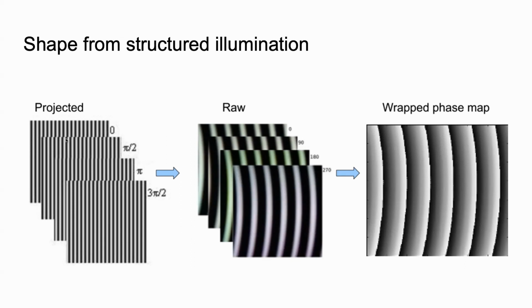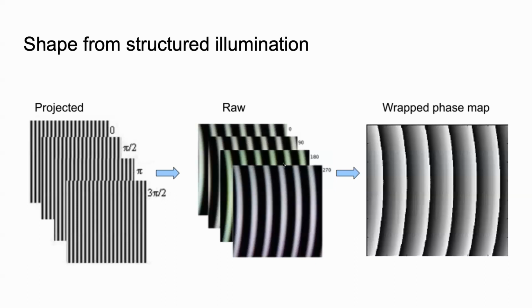Now, if you have these lines shifted, by phase shift, or rather moved by a certain shift, what will happen is you will have different images for different phase shifts of that pattern. You can actually calculate the phase map of what happened to this pattern, and it's related to the height of the object.